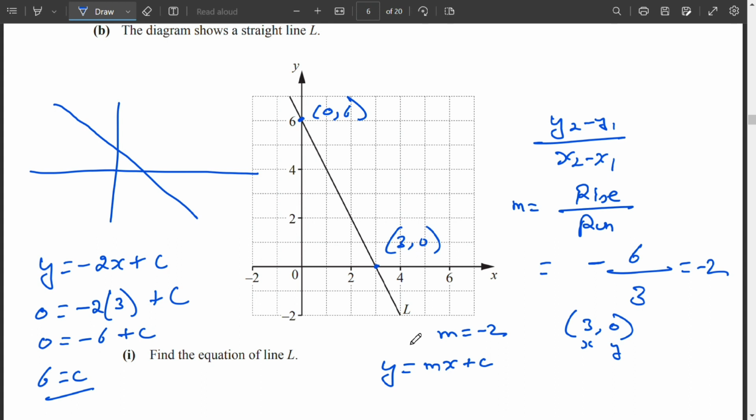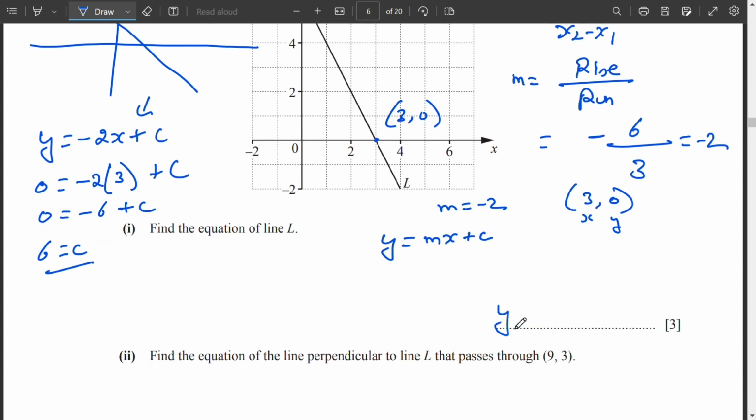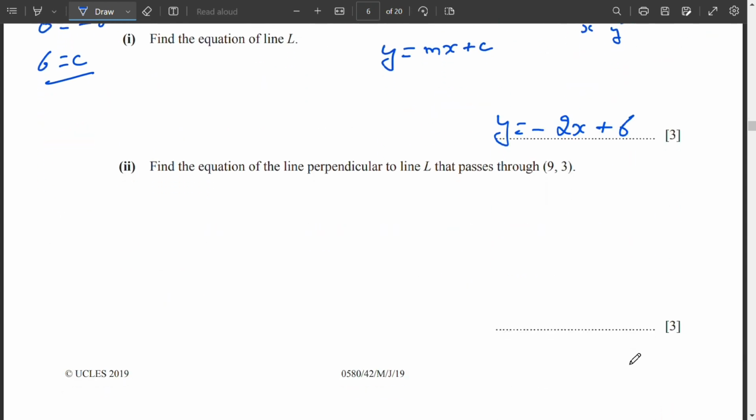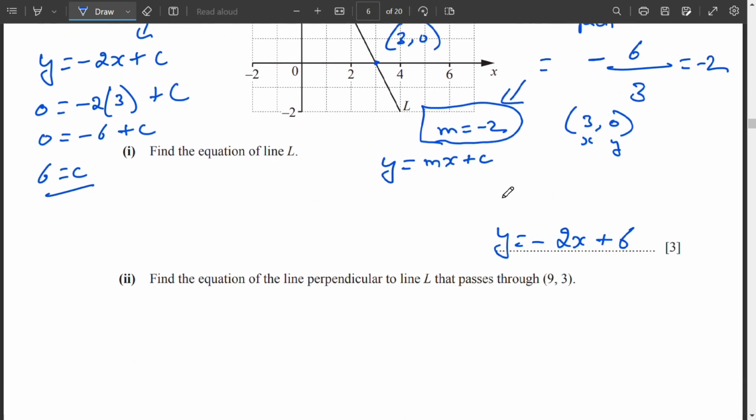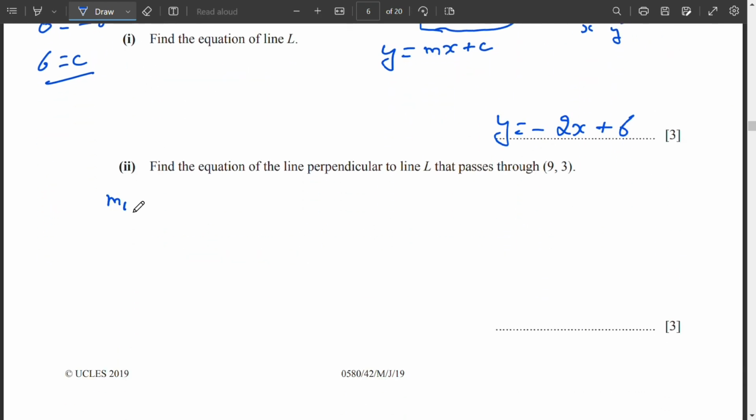So the equation of the line, you can substitute it over here. Equation of the line will be y equals minus 2x plus 6. That is the equation of the given line. Okay, next part. Now they are saying find the equation of a line perpendicular to line L that passes through 9 comma 3. We know that m equals minus 2 was the slope of this line. So we can take this m1 as minus 2, and we have to find m2.